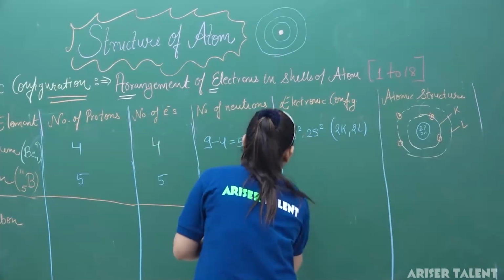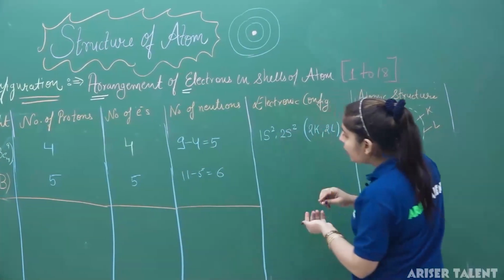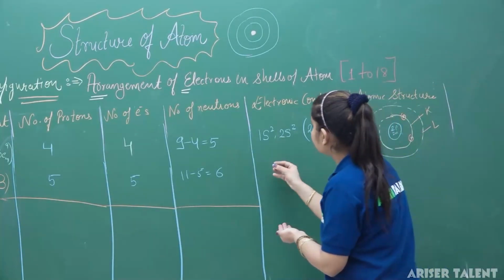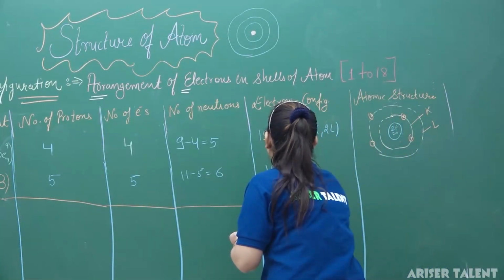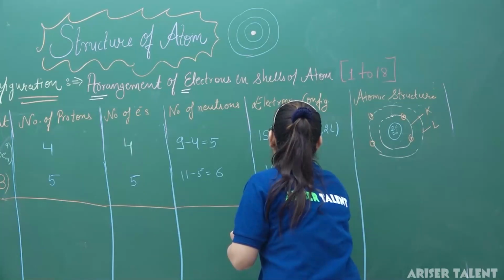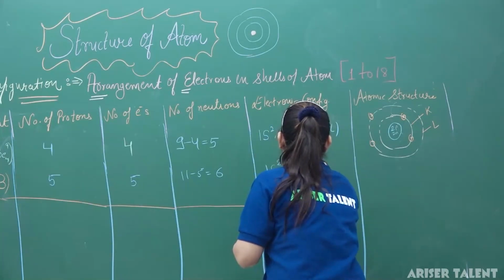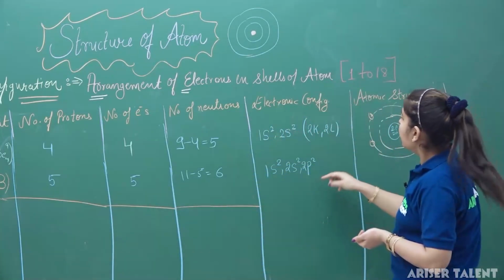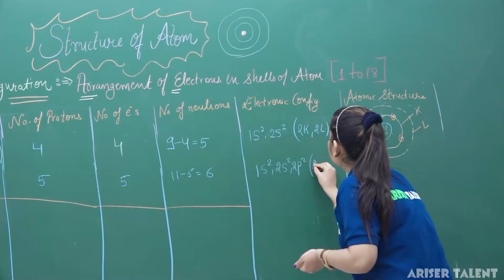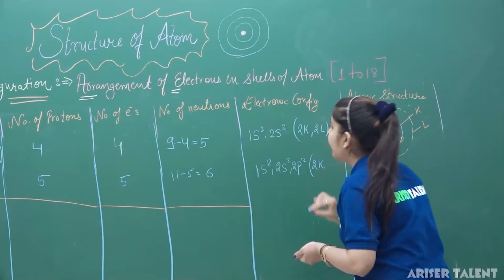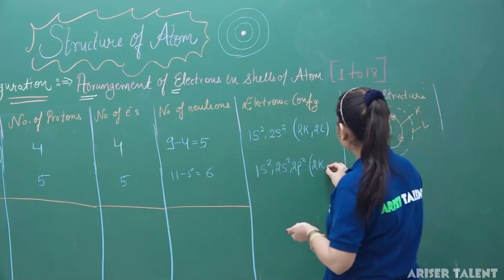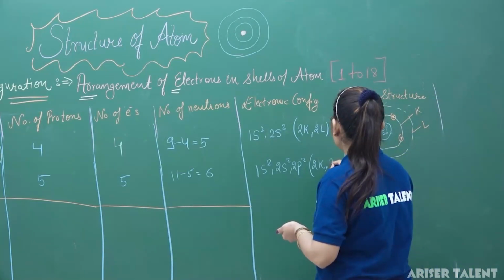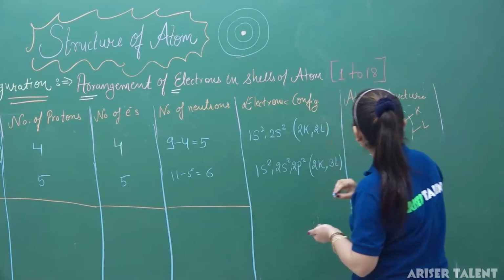So its electronic configuration will be 1s2, 2s2, 2p1. It means it has 2 electrons in the K shell and 3 electrons in the L shell.